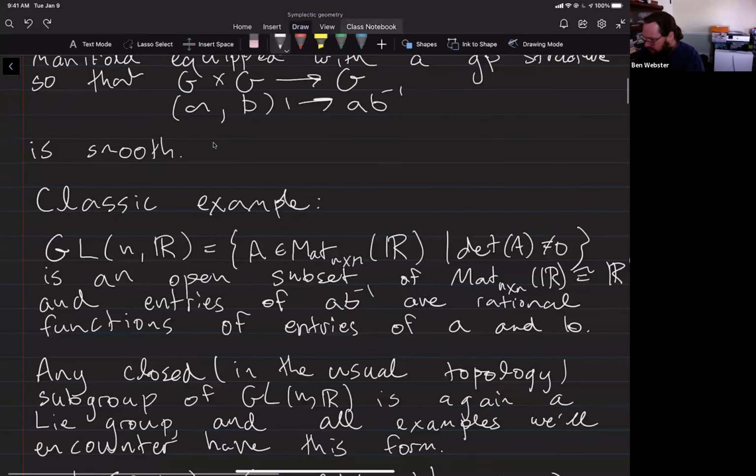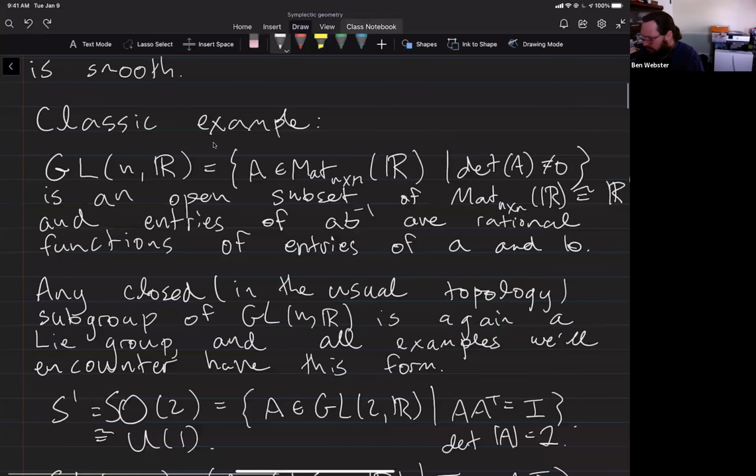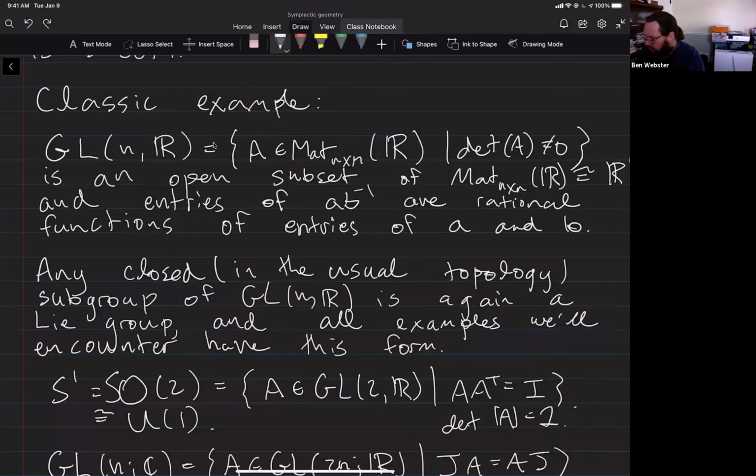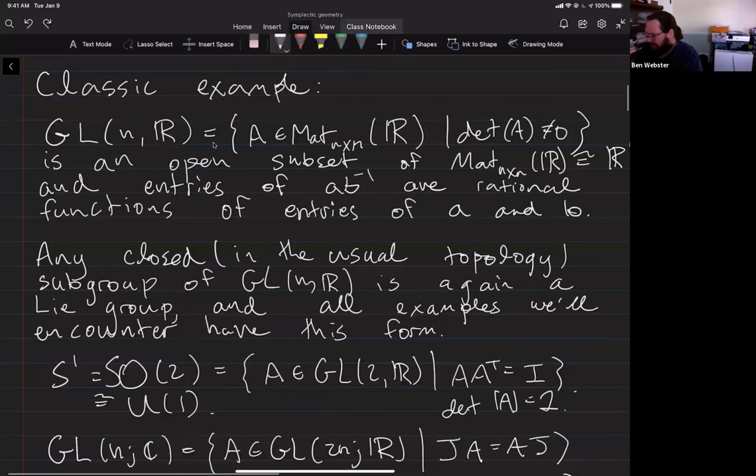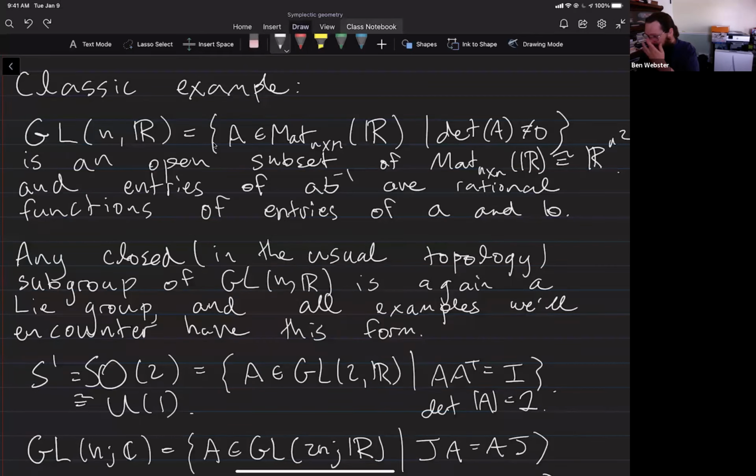All right, so what are the classic examples of these? And again, I apologize to everybody who has taken a Lie groups course, but it's worth going through these examples. So the example to always have in mind is GL_n(R). That's an open subset of matrices. It's the matrices whose determinant is not 0. And so by definition, it's a manifold, right? Any open subset of R^n is by definition a manifold.